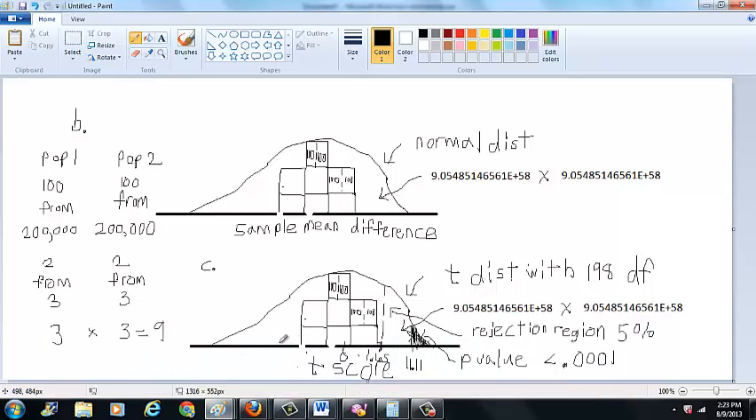This is going to be different this time because our test statistic is down here at negative 11.11.